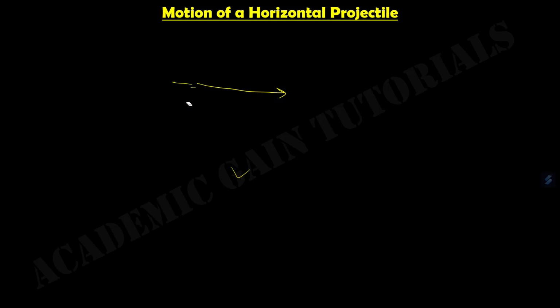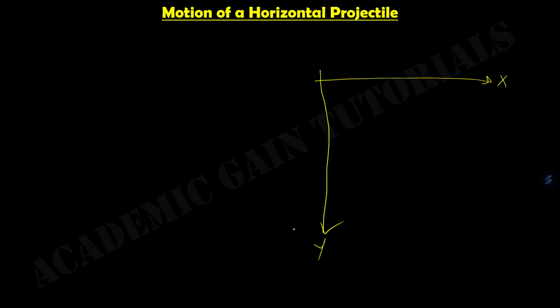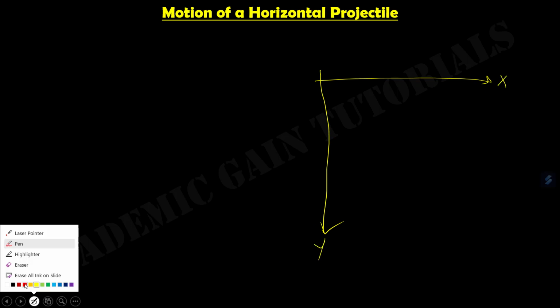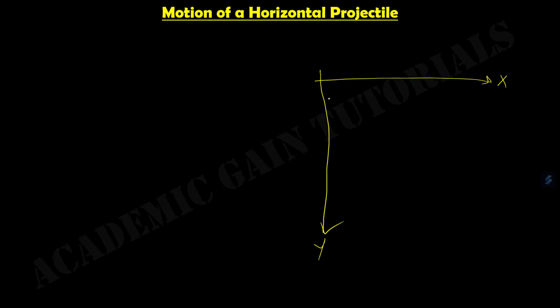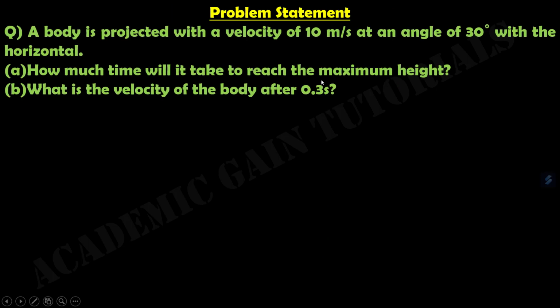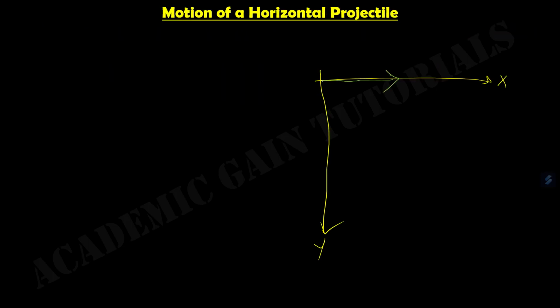So let us derive some equations of this horizontal projectile. Suppose this is the x-axis and this is the y-axis. Suppose I throw a body along this x-axis, then how will be the path of this body? The path of this body will be like this.